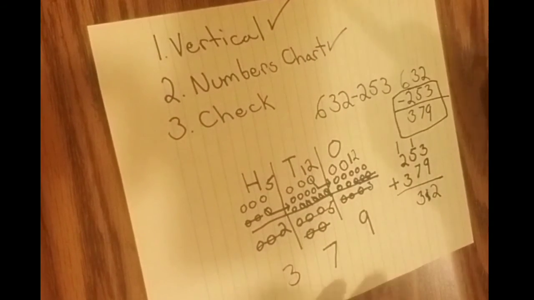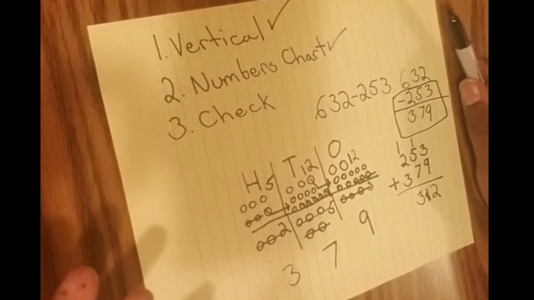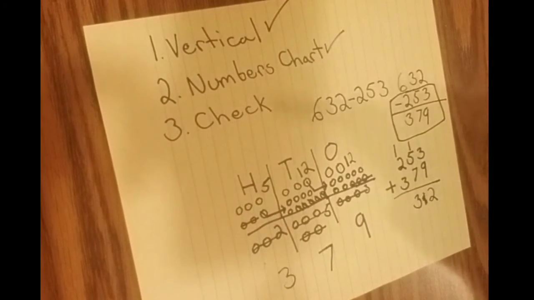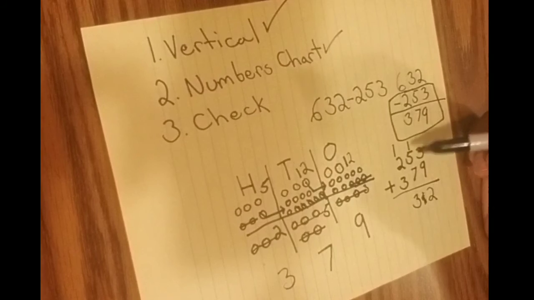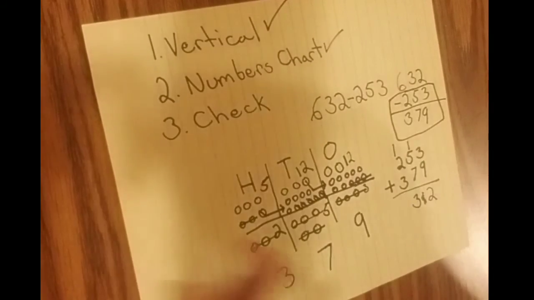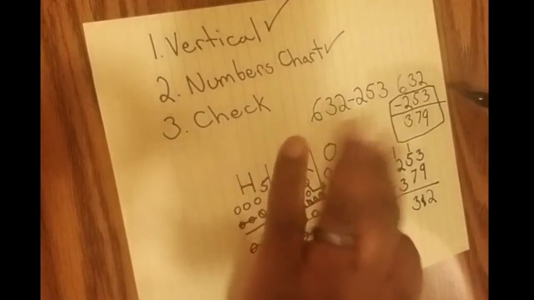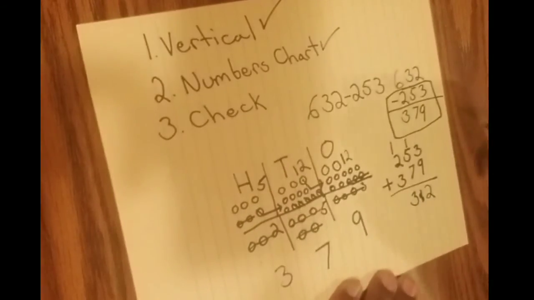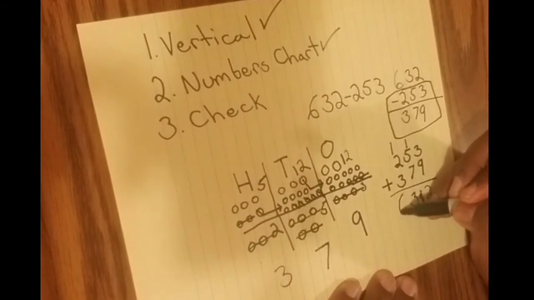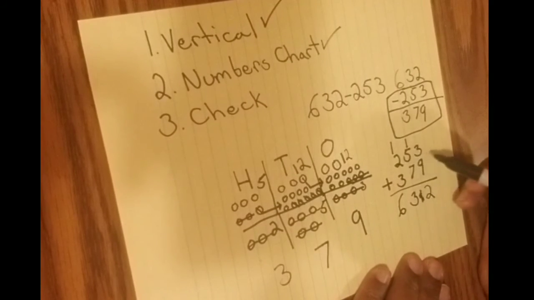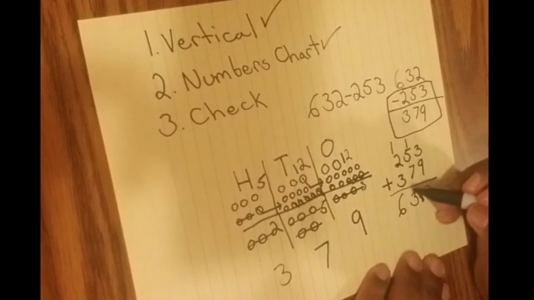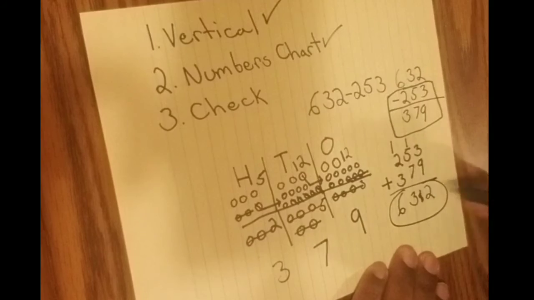And then I ask myself, how many numbers do I have in the hundreds place? I have 1, 2, and 3. I did not plan for that to happen. But it's 1 plus 2 is 3, and then 3 plus 3 is 6. I have my answer, 253 plus 379 is 632.